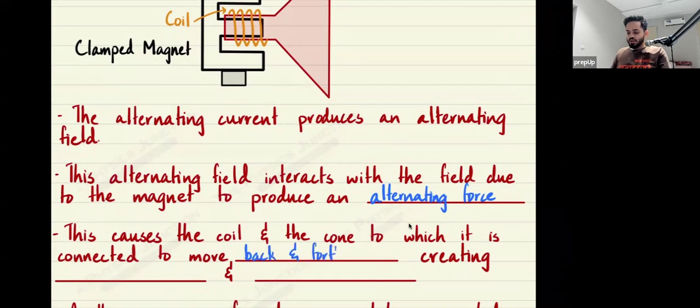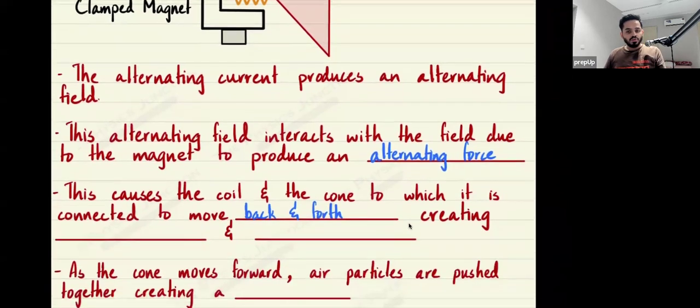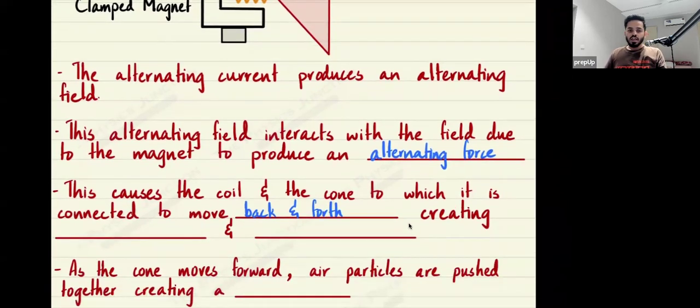Now this is linked to the chapter of sound, the videos for which are already on the channel. So we know that when the cone pushes forwards, the air particles come closer, and this creates compressions. And similarly, at other times when the cone pushes back, this creates rarefactions because the air particles get further apart.